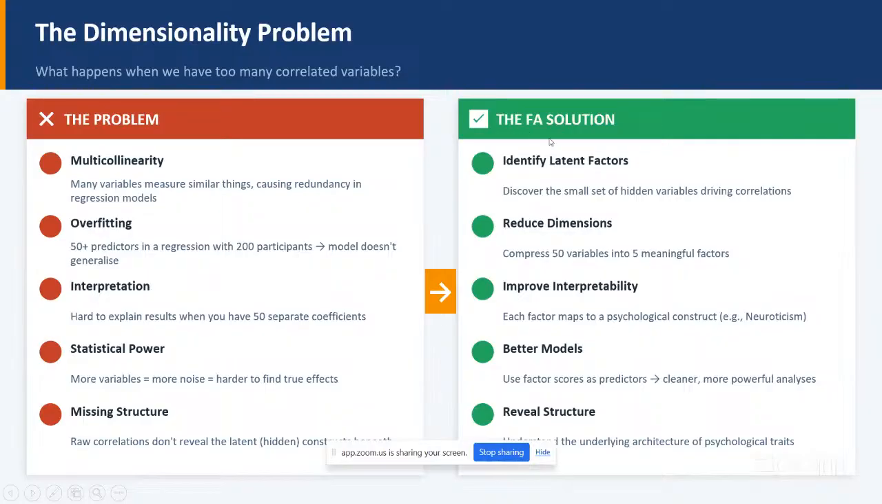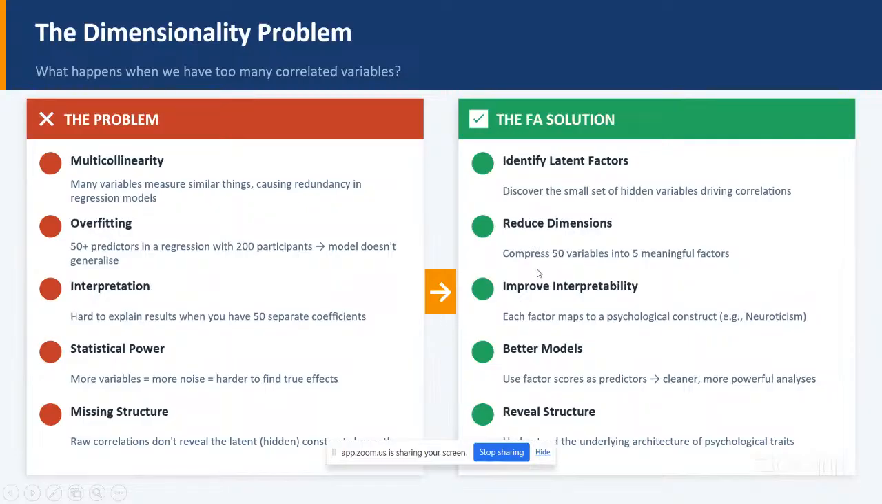So what is the solution? That is, identify the latent factor. What is a latent factor? If you have 50 variables, and suppose there are 5 variables in a group, they can measure the similar thing. So they can measure a particular latent factor. Okay, so it can be like anxiousness, it can be anxiety and nervousness, this kind of things.